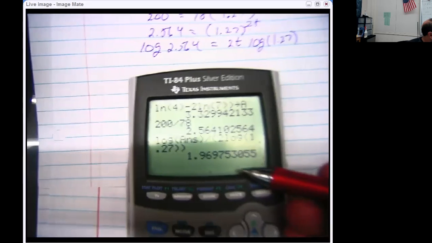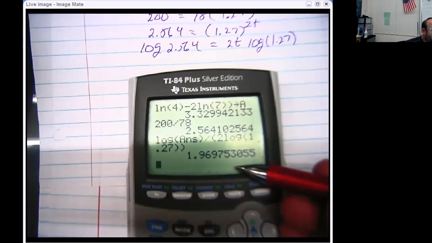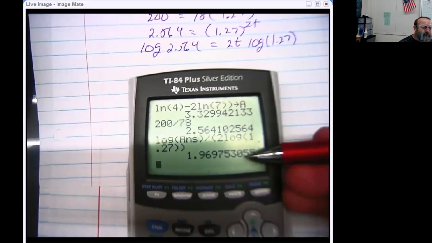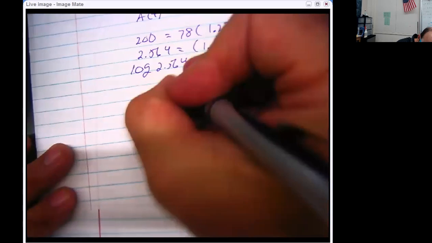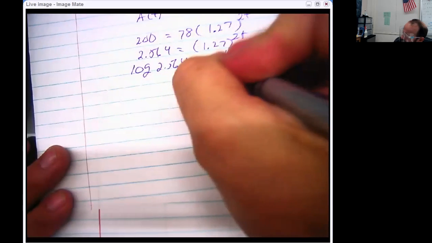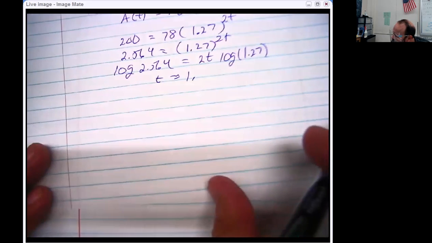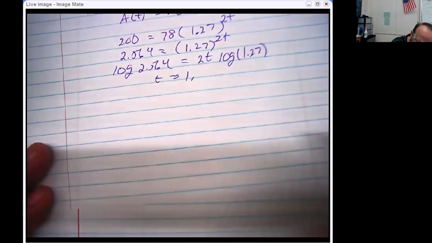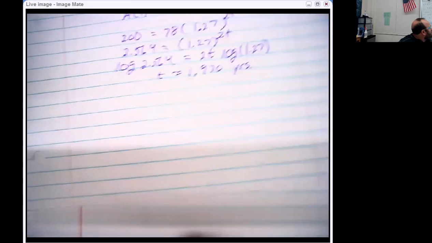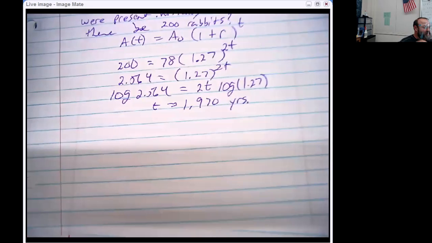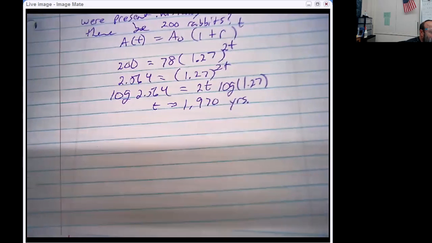1.969 what? What was t in? Years. So for all intents and purposes, this is 2 years later, I'm gonna hit that magic 200 bunnies. So I would say t is approximately 1.970 years. Okay, so is it that hard to solve problems that are exponential in nature?